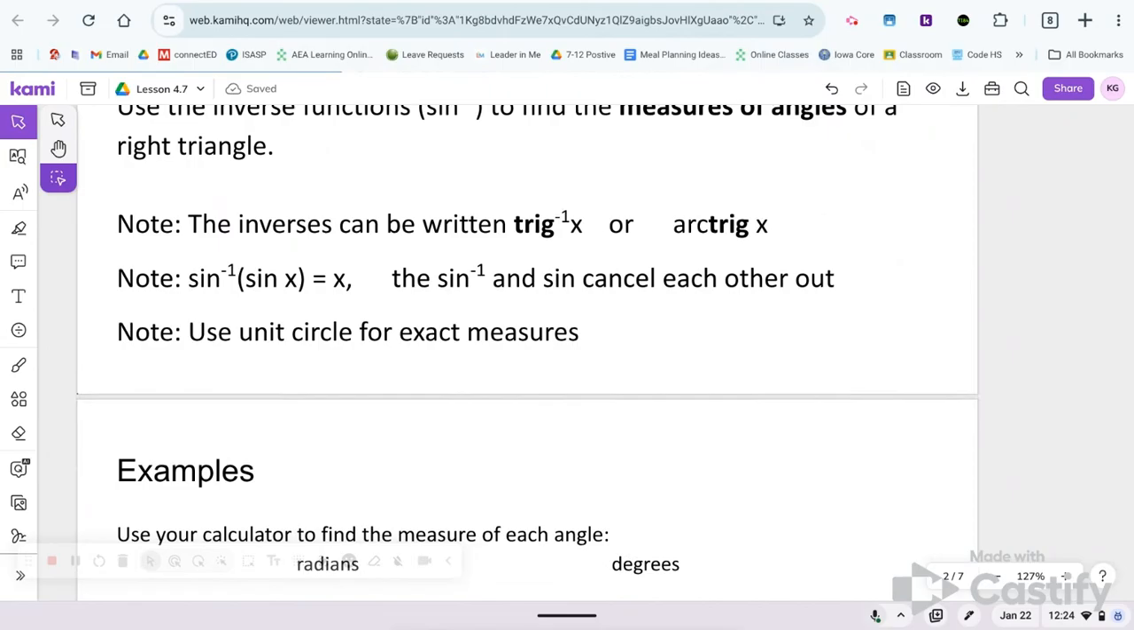Another note, if you take the inverse sine times the actual sine, they will cancel each other out. And when we get down to the bottom, when we have to do exact measures, you're going to need your unit circle out today. So if you need to pause and get that out, go ahead and do that.